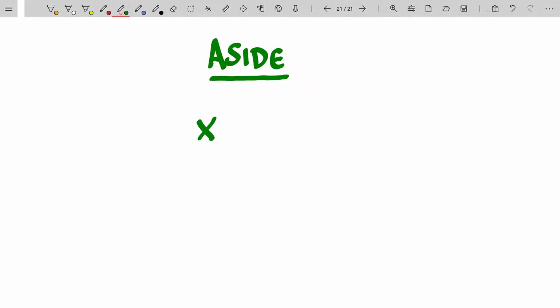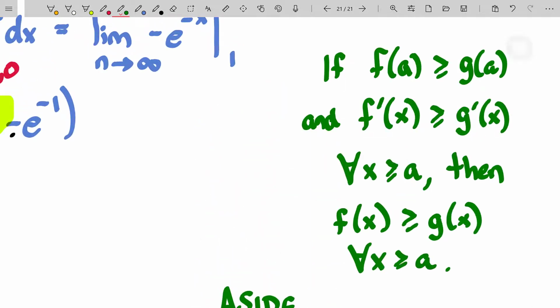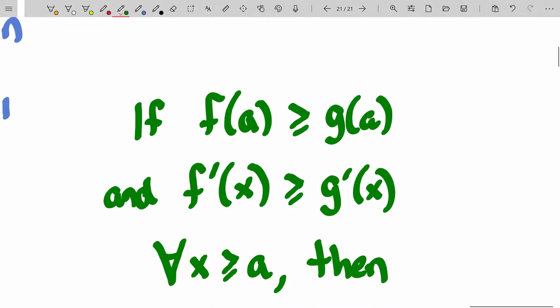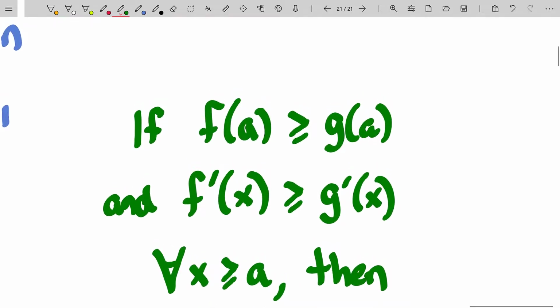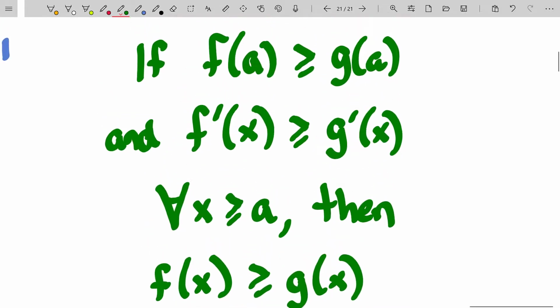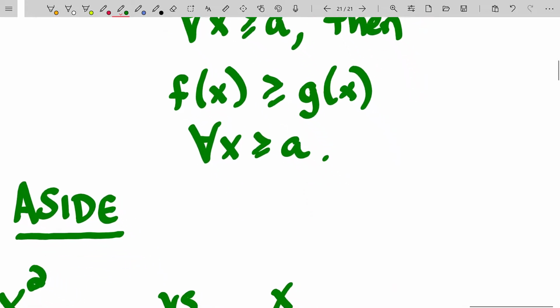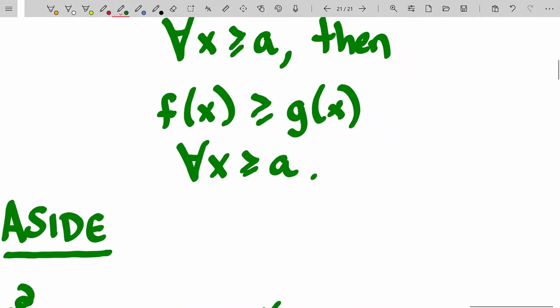I want to look at x squared versus x. Now, the racetrack principle is actually a result of the mean value theorem. The racetrack principle says the following. If you have a function f evaluated at an initial time a, and that's greater than or equal to a different function g evaluated at the same initial time a, and if you happen to know that the derivative of your first function is greater than or equal to the derivative of your second function for all x greater than or equal to a, then the first function is greater than or equal to the second function for all x greater than or equal to a.